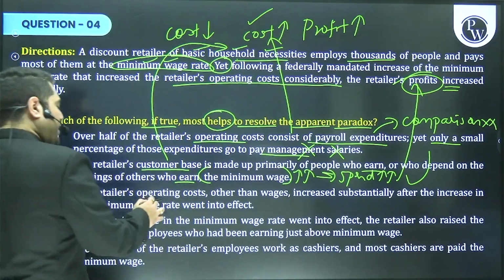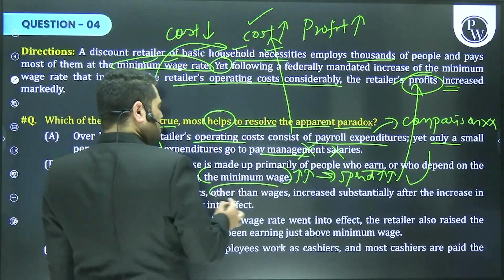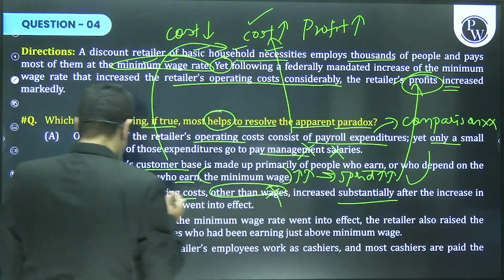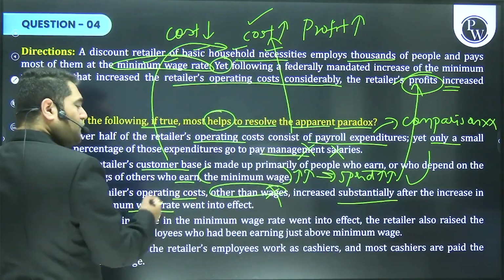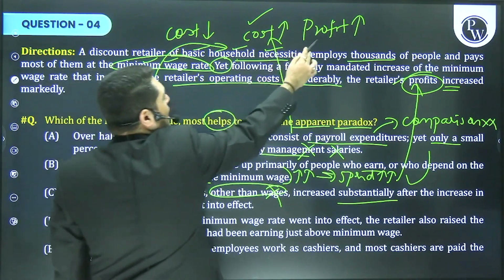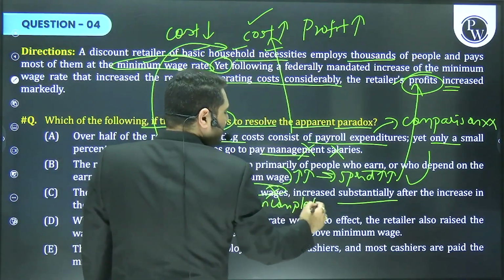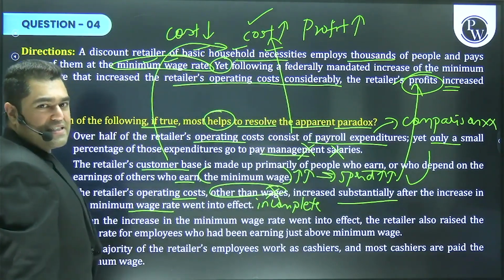The retailer's operating costs other than wages. Why are we looking at other costs? Increase substantially after the increase in the minimum wage. Chalo, wo bhi chodo. If the cost increased, how did the profit? This option is incomplete. It is not helping explain how the profit increased. Na ya? It is not.